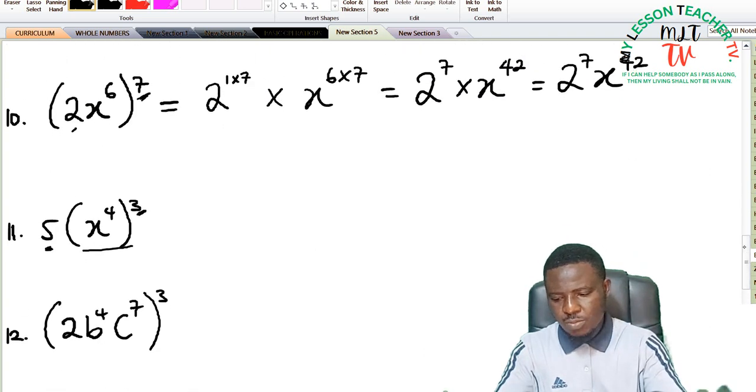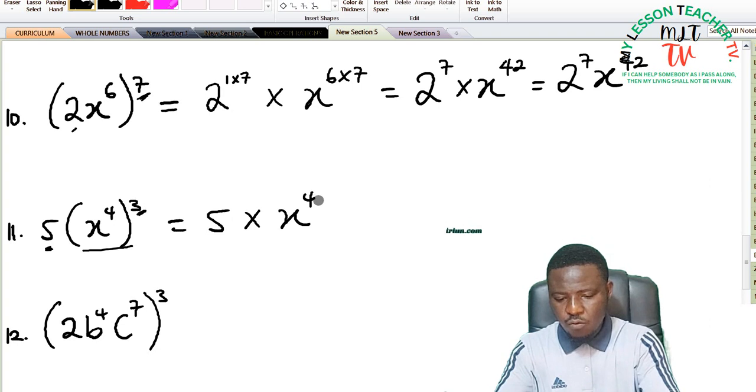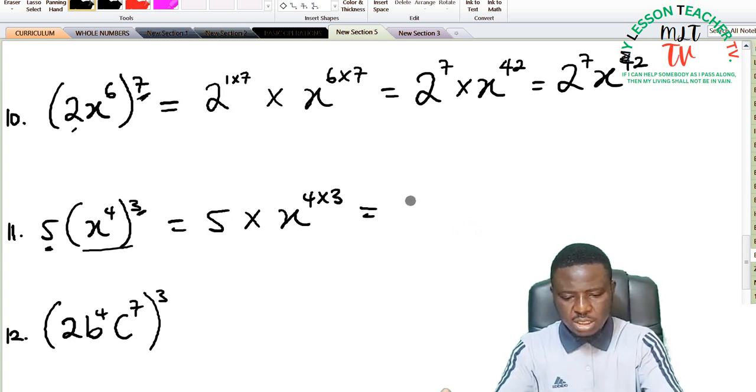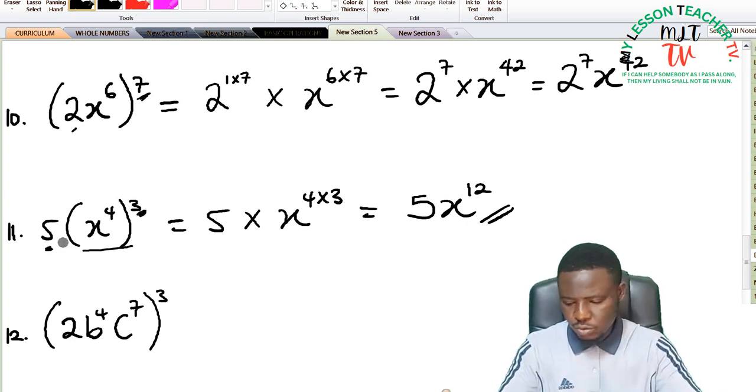For question number 11, this cube is only affecting what is in the bracket. So 5 should not be cubed. This is said to be 5 times x raised to the power of 4 times 3. Because 5 is out of the bracket, this is equal to 5x raised to the power of 12. So many students are fond of making that mistake, so please kindly take note.